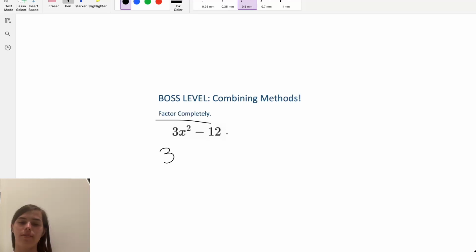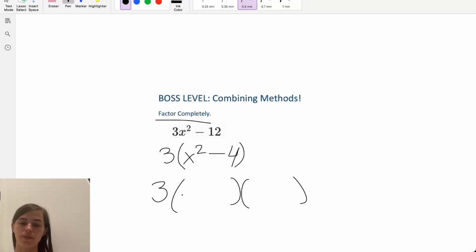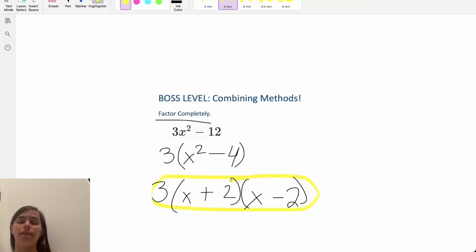But since the 12 doesn't have any variables, that's the only thing we can take out. Then what's left inside is x squared minus 4. Oh, and look, we're not done. It says factor completely, and I know that thing in the parentheses, that is a difference of two squares. So we can break this down even further. That difference of two squares turns into x plus 2 and x minus 2. Now we are done. Now it is factored completely. And now you have remembered all the ways to factor.